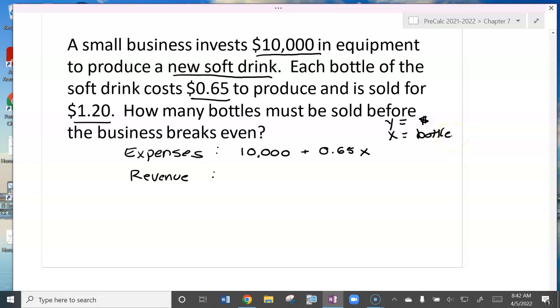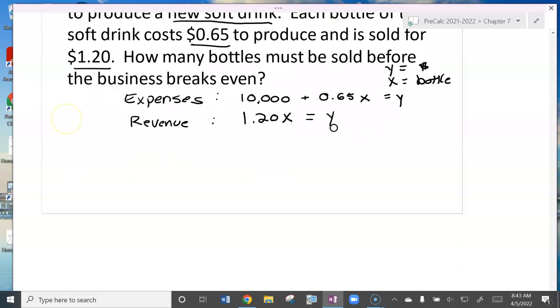Now their revenues, how much is coming in? They sell it for $1.20. So my revenue is 1.20 times x. So then here's how much they're spending. $10,000 plus 65 cents per bottle, that's y. This is how much comes in, $1.20, and that's per bottle, and that's also y. So what you would do, quite literally, is set these two equal to each other, because I'm looking for where they break even. I'm looking for where these y's are the same.